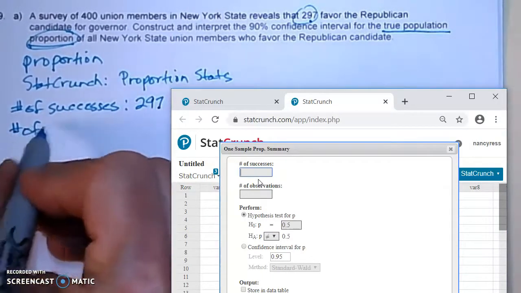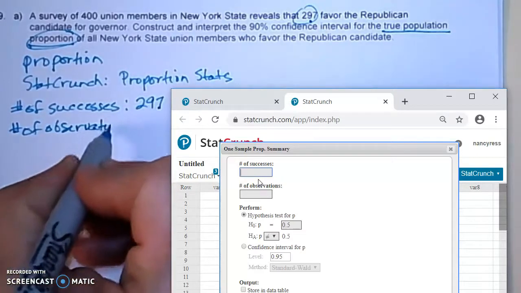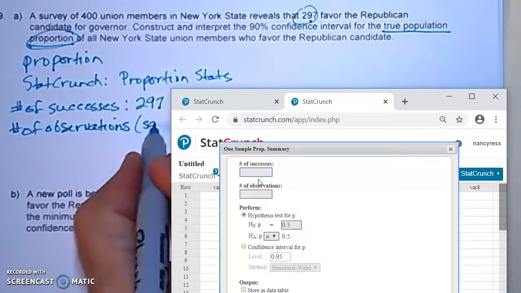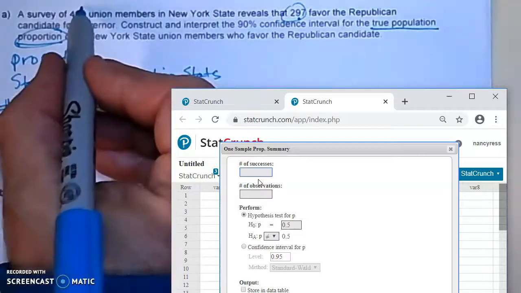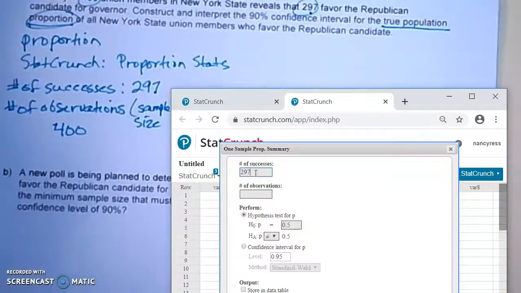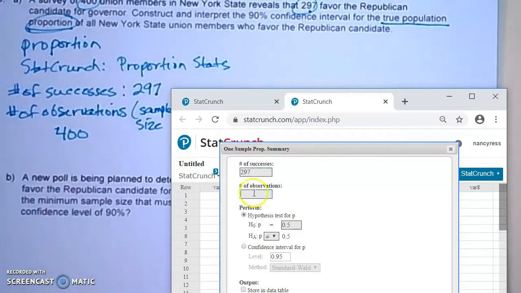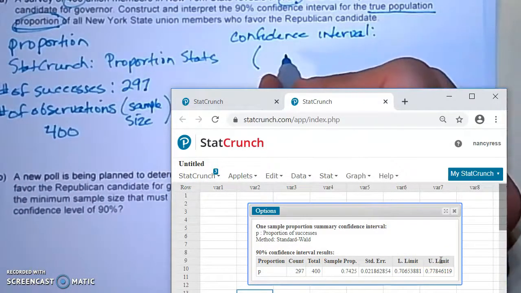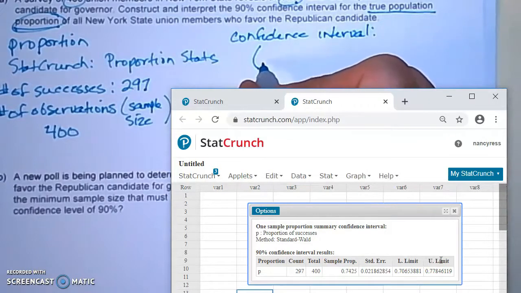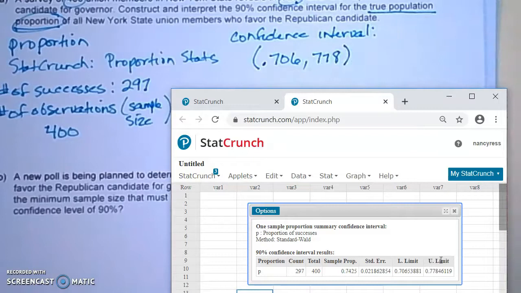And then the number of observations, what they mean by that in StatCrunch is the sample size. In this case, it's 400. I can put those two things into StatCrunch. I'm doing a confidence interval, and I want this to be a 90% confidence level. I'm going down to the bottom and clicking on Compute. This gives me my lower limit and my upper limit for my confidence interval. If I'm writing it in interval form, I'm just going to put the lower limit first and then the upper limit.